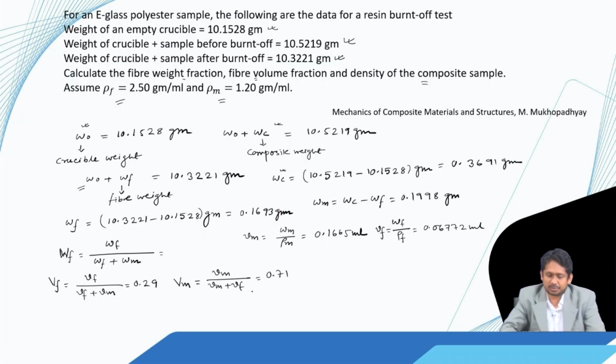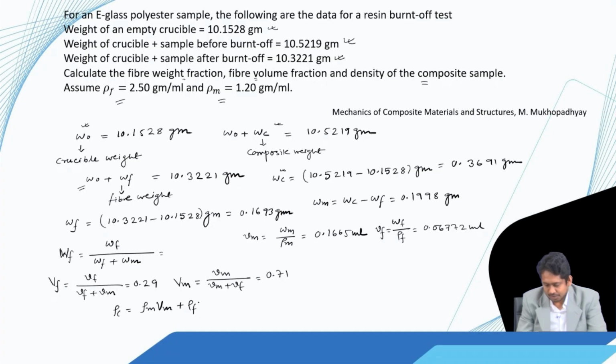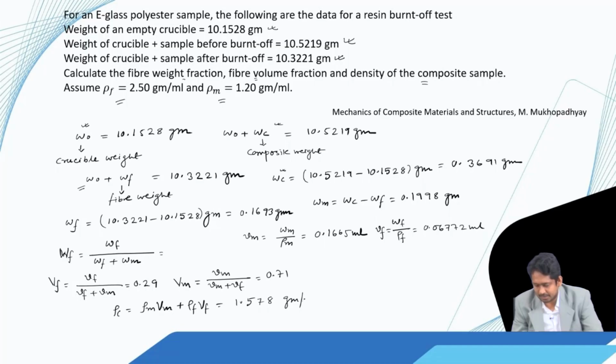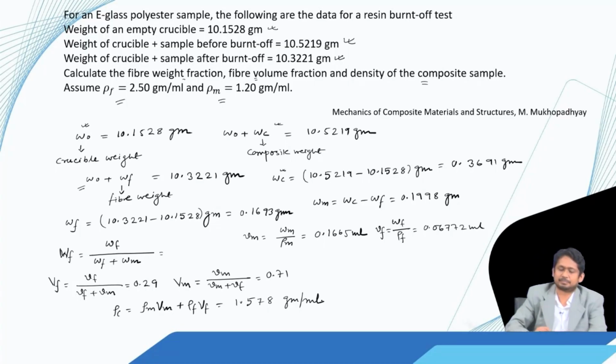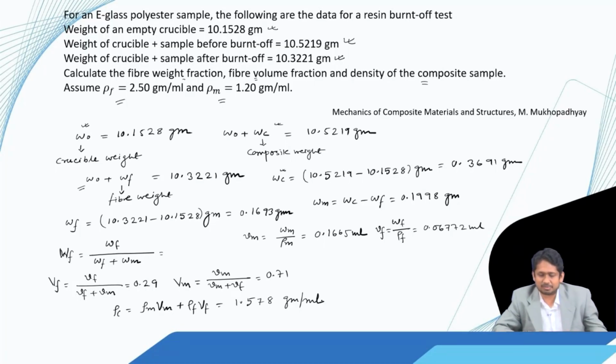Now, we have the constituent densities and the volume fractions. So, we can find out the density of composite rho c as a weighted combination of the densities, based on what we derived at the beginning of this week, and that is found out to be 1.578 gram per milliliter. So, this solves the first problem.